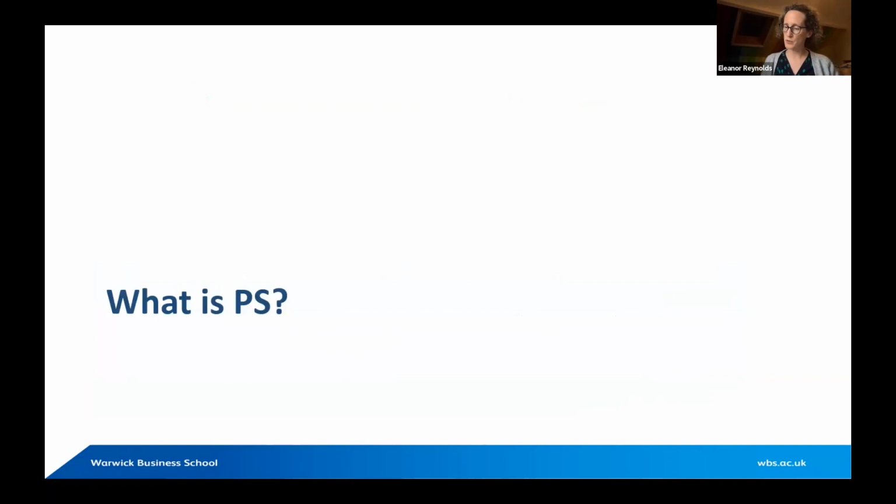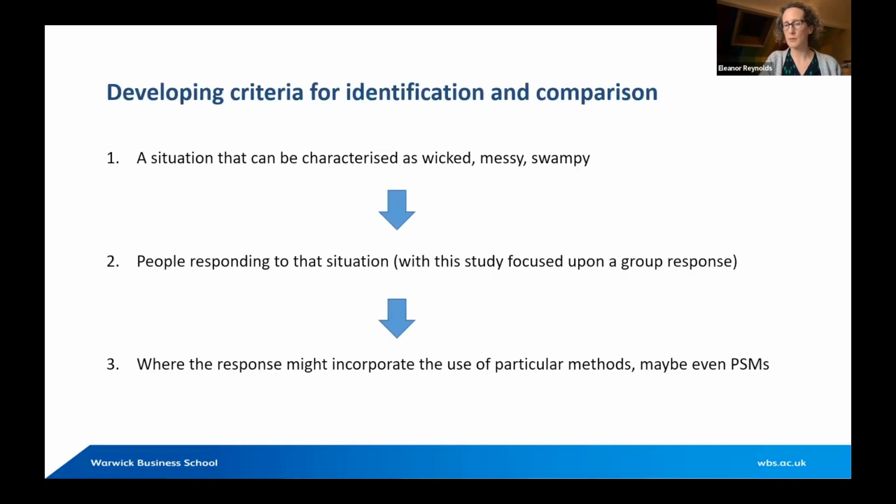So what is problem structuring? I can answer in my own way, and I'm sure that everybody here can answer in their own way too. I was putting my answer together with a specific purpose in mind. I was trying to develop criteria for identification and comparison.